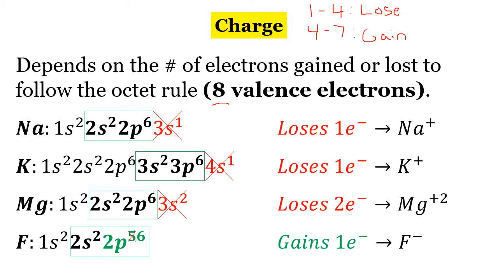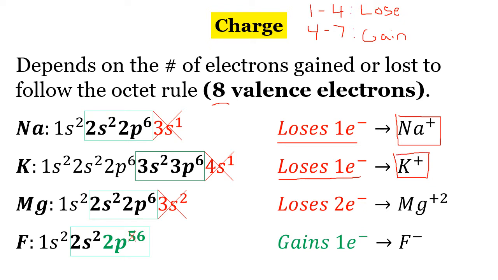So in our first example, we have sodium. Sodium is a group 1A element. It has one valence electron. It's going to lose one valence electron. And when it loses that one valence electron, we now have one more proton than electrons. So our charge would be +1. In the second example, same thing. Potassium is in group 1A. It has one valence electron. So we're going to lose that valence electron. And just like with sodium, we're going to end up with one more proton than electrons. So our charge would be +1.